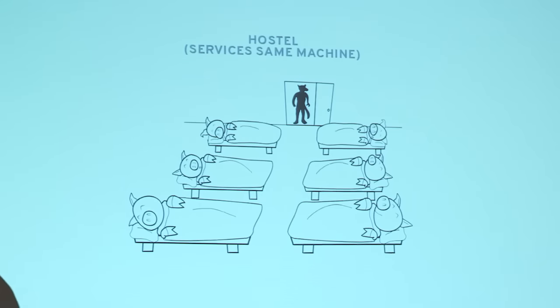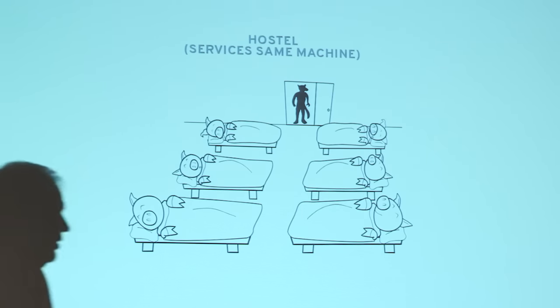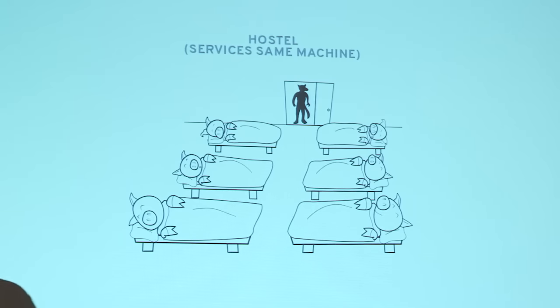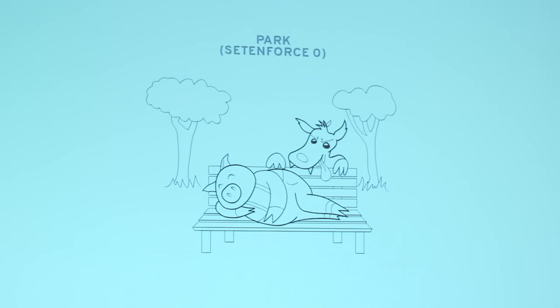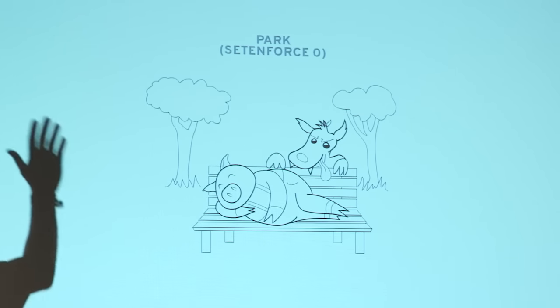And for all of you, the main security for the pigs in the hostel is having SELinux on in enforcing mode. Now, how many people in the room run their machines with SELinux in enforcing mode? I don't want to ask because it'll depress me. Okay, so let's look at what setenforce 0 is. Pigs in a park. Okay, so how many people run pigs in a park here?